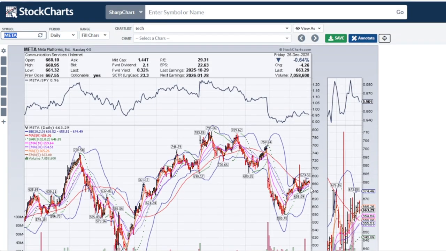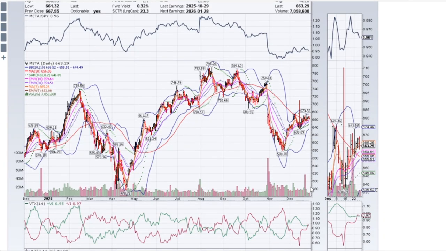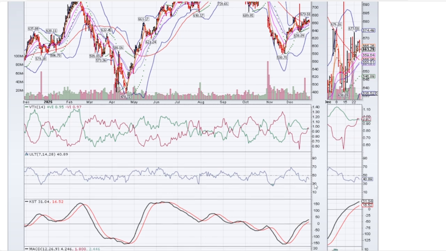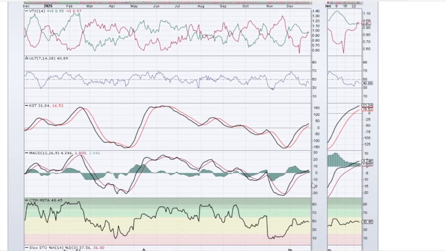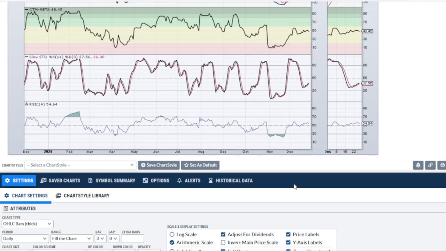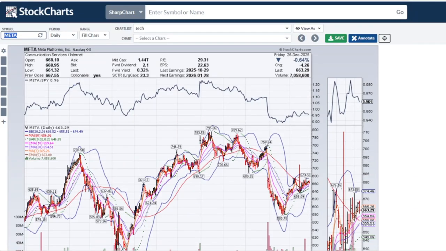Meta right here looks to be sitting at its 50-day moving average with a bullish parabolic SAR. The vector looks good. The utilities looks a little bit bad, sitting below 50. The KTS is good. MACD still on the bullish side. And its RSI is above 50. So Meta looks good.